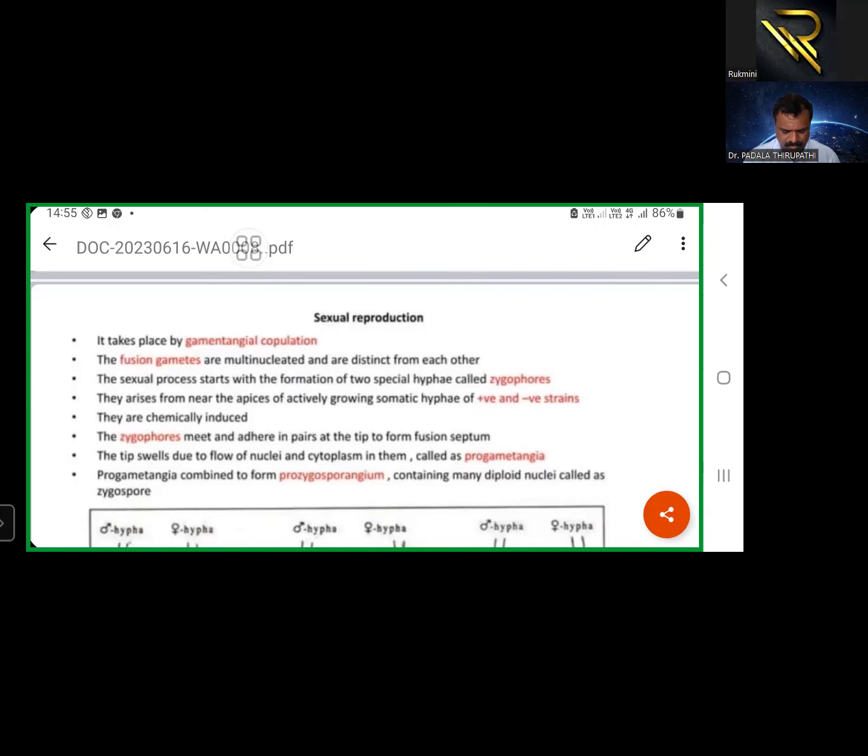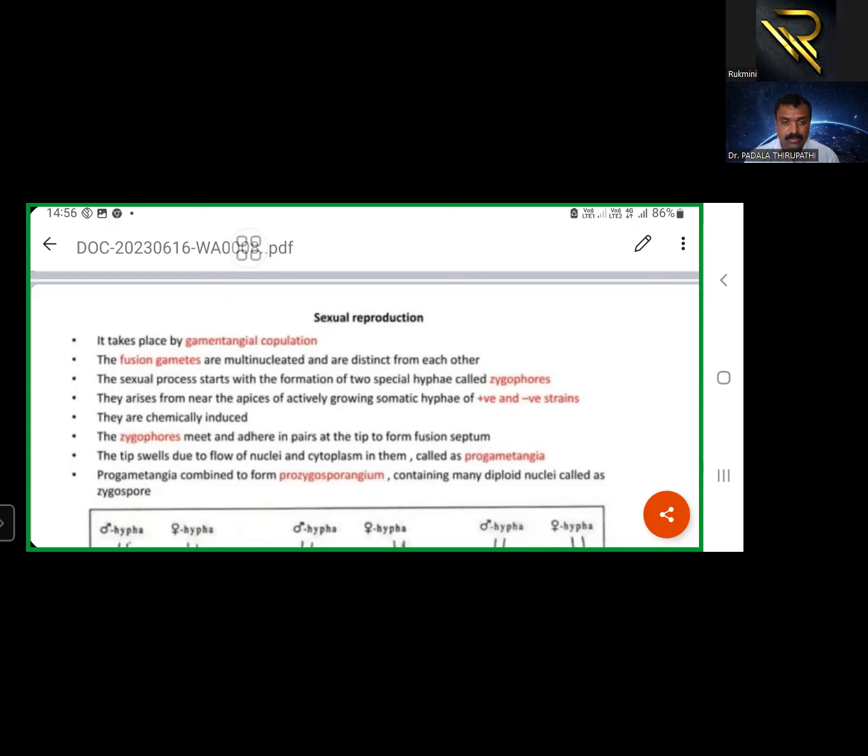These two are compatible to each other. That means they can fertilize with each other. These two are morphologically similar but physiologically different. That type of condition is called the heterothallic condition. Simply, you can define heterothallism like this. How to define heterothallism in simple words? The presence of morphologically similar strains that are physiologically different.